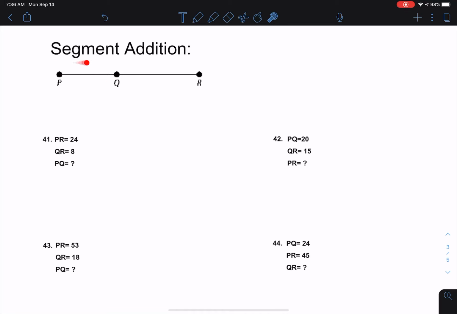Well, if I know the total is 24, and I take away this guy right here, I'm going to be left with PQ. You have the total distance, which is 24. You've got the distance here, which is 8. I'm going to take away 8 from that total distance of 24, and it would leave me with what's left over. So for this one on 41, you would do 24 minus 8.